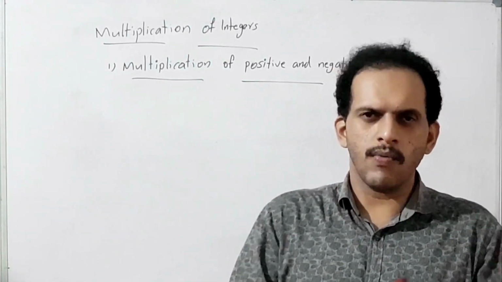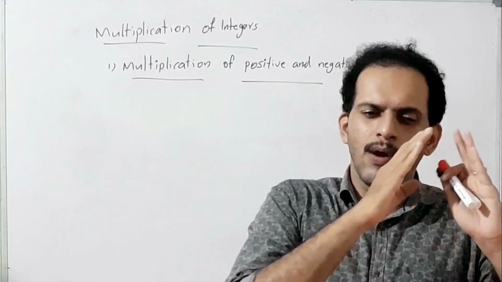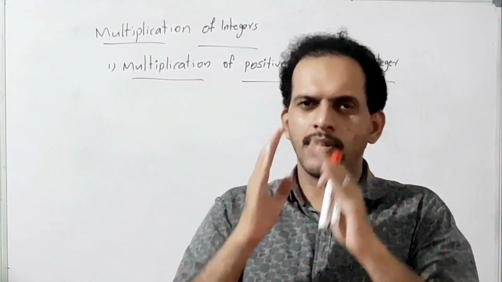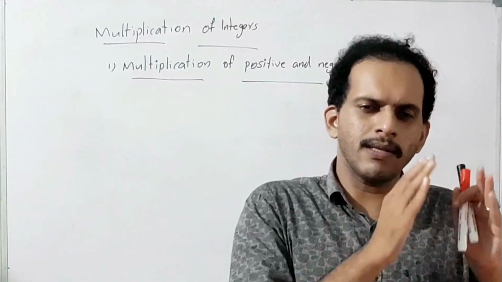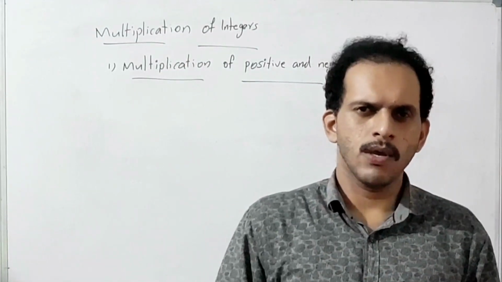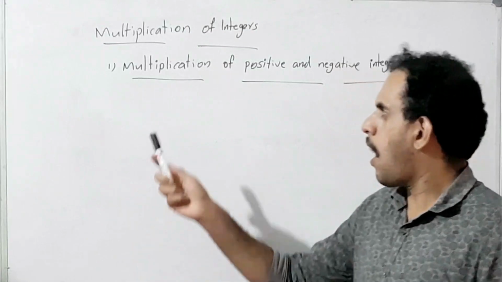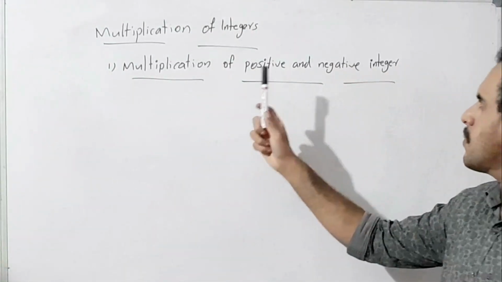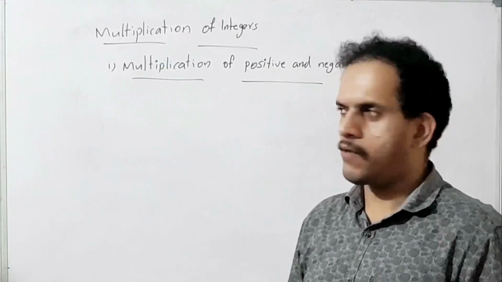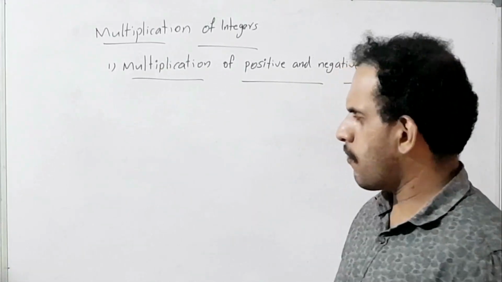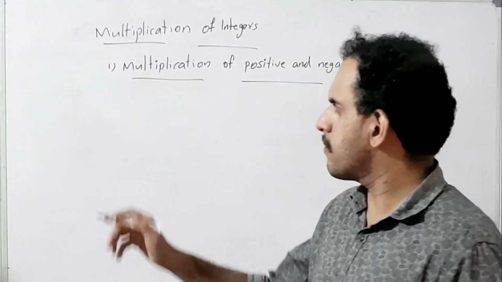First, we want to multiply one positive integer and one negative integer, and then we want to study how to multiply two negative integers. So first we are discussing how to multiply a positive integer and a negative integer. For that we use an idea like this.